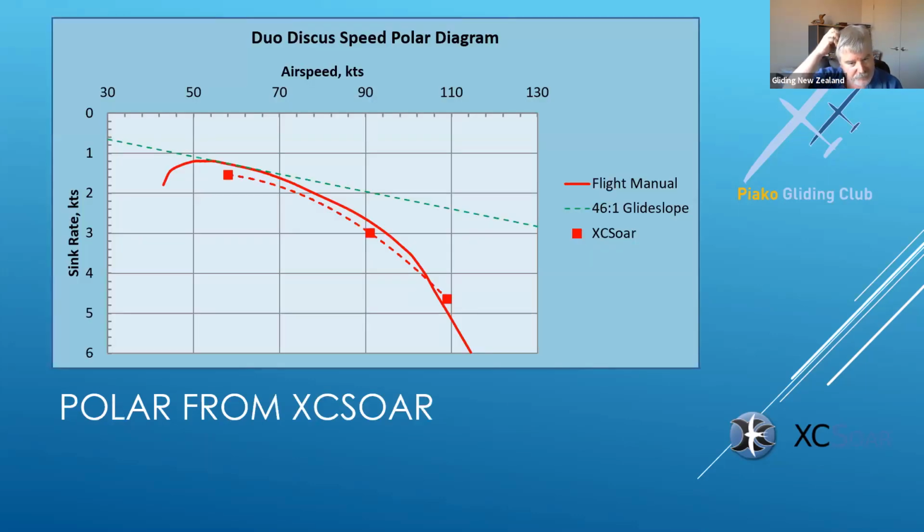Just for interest, I wondered how good the polar was that it was suggesting for the Duo. And so the red line is out of the Duo flight manual, and this dotted line is the polar that the XCSoar was suggesting for that aircraft. So it's a little bit conservative. Instead of 46-1, it was giving us about 38-1. So if you're doing it for your own aircraft, you might want to consider that.